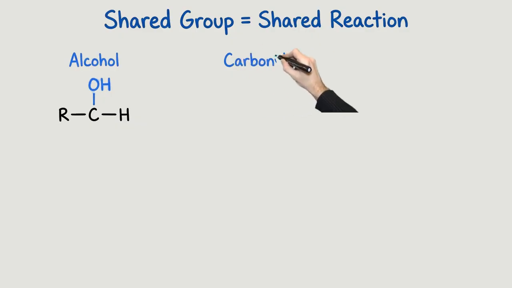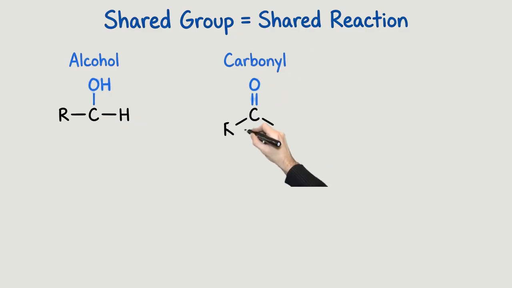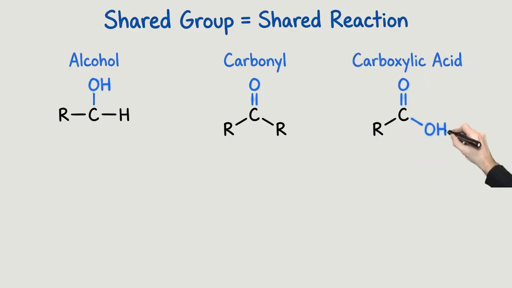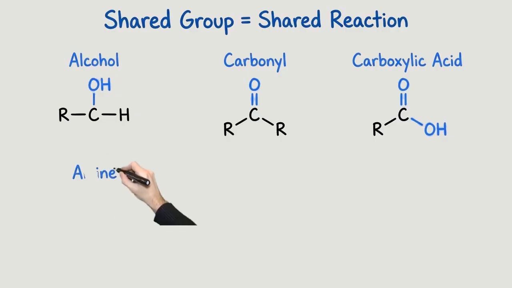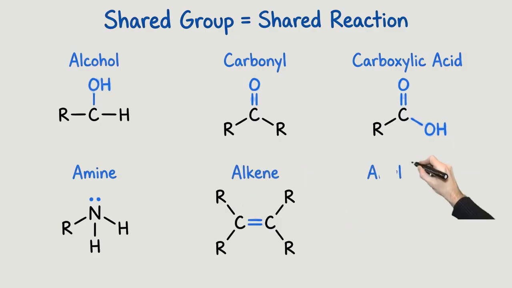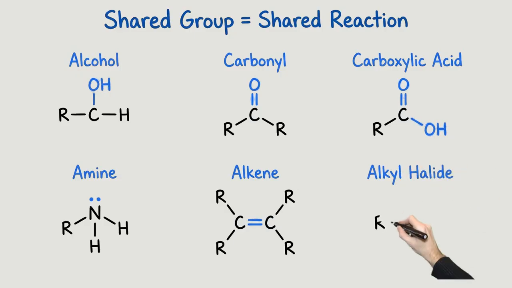Some common functional groups show up again and again. Alcohols contain OH and can hydrogen bond. Carbonyl groups, like those in aldehydes and ketones, contain a C=O bond with a strongly electrophilic carbon. Carboxylic acids have COOH and are acidic. Amines contain nitrogen with a lone pair and are usually basic. Alkenes contain C=C bonds that undergo addition reactions. Alkyl halides contain carbon-halogen bonds that readily participate in substitution and elimination reactions.